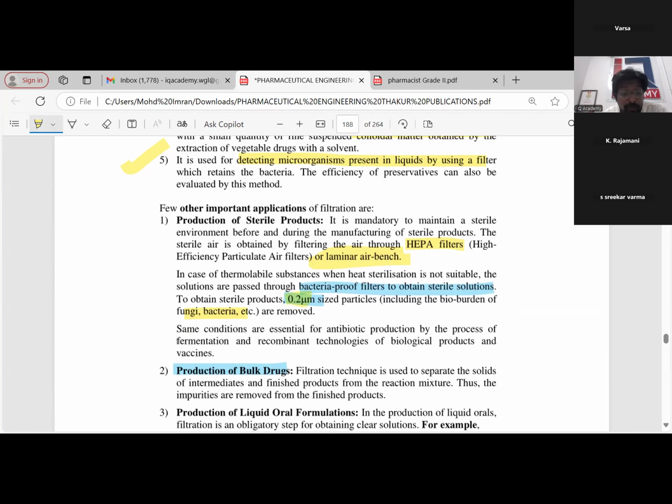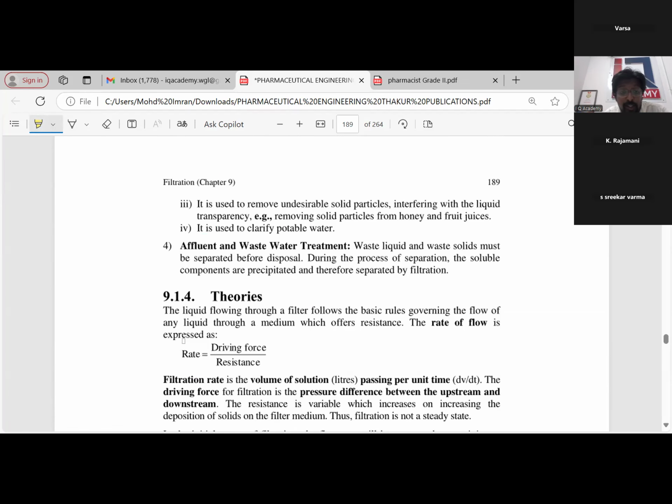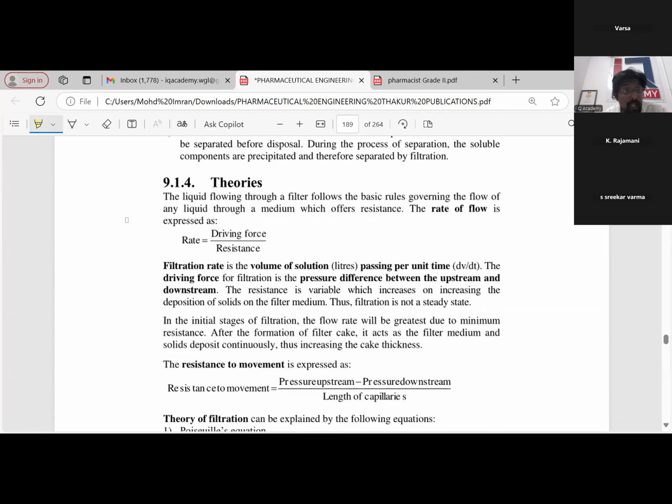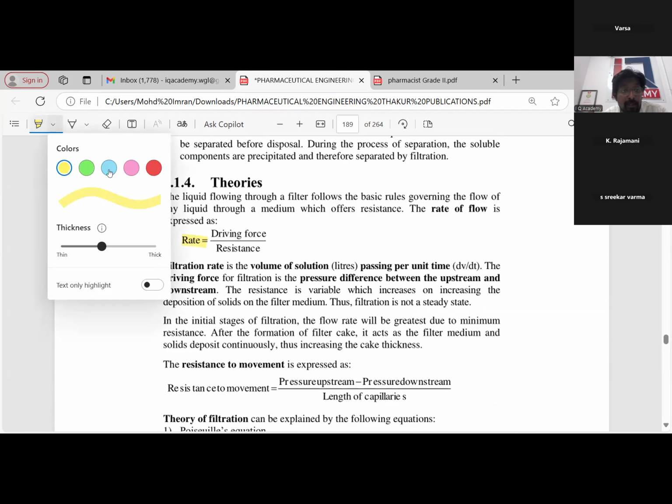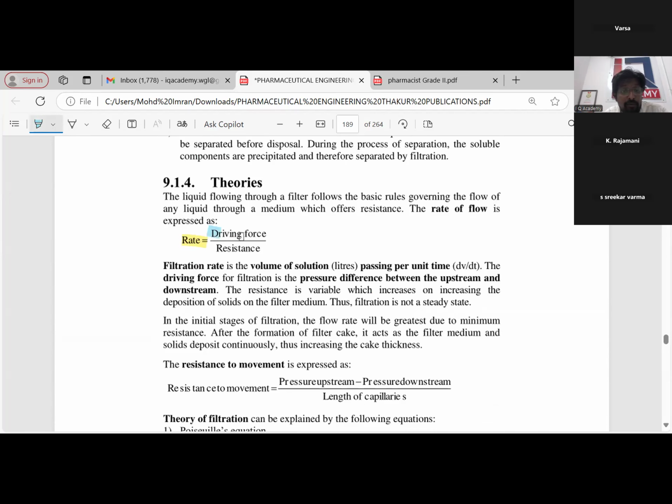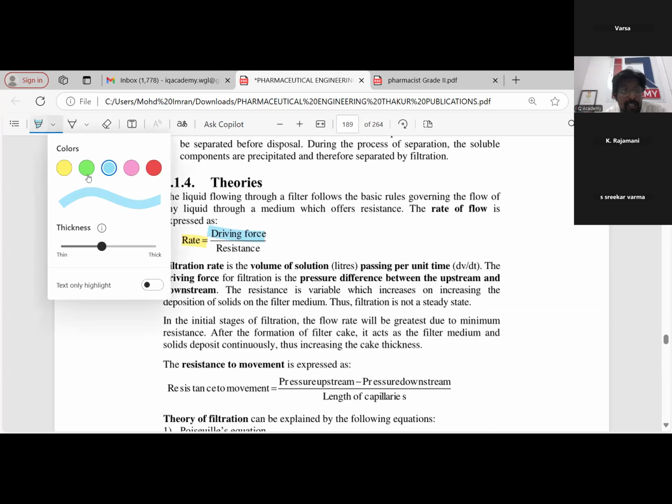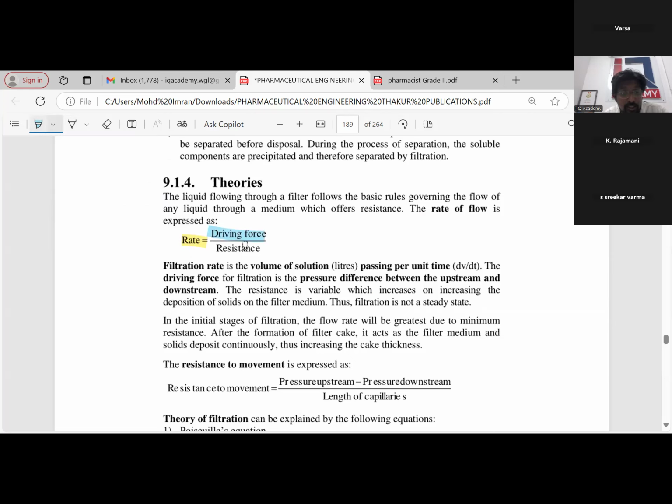Okay, so these are the applications of filtration. Now let's look at the basic theoretical concepts. How do we measure the rate of filtration? Rate of filtration can be measured by the driving force in the filtration divided by resistance. So how do we know the rate of filtration? Volume of filtrate in liters passing per unit time, dV by dt, will give me the filtration rate.